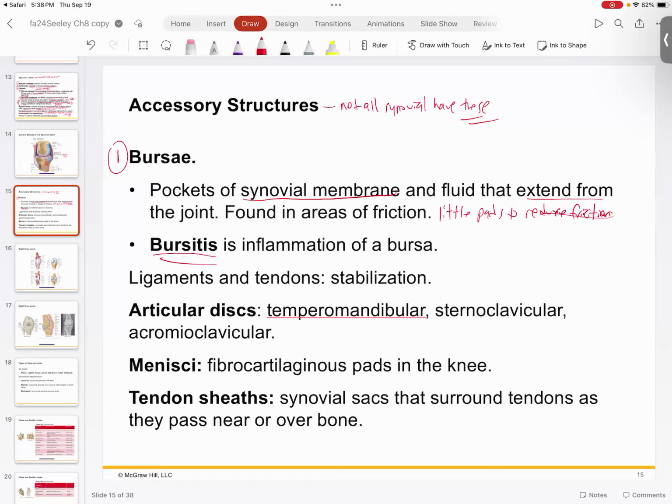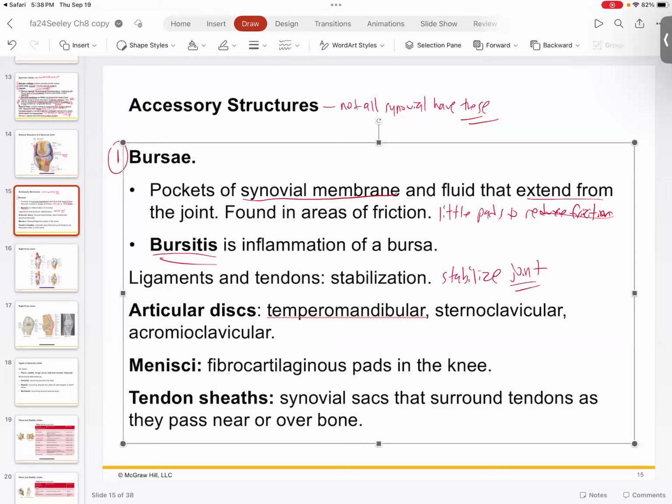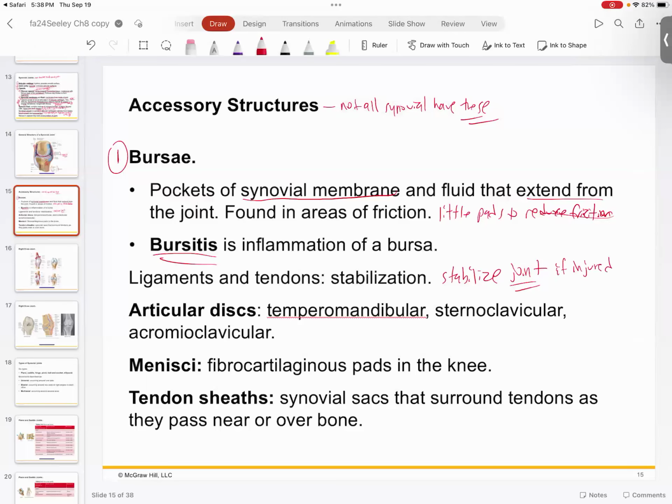Of course, ligaments and tendons will help to stabilize the joint itself. If they're injured, they will destabilize the joint. Anybody who's blown out their knee or damaged any of the ligaments in their knee knows that their knee will start bending in ways it's not supposed to be bending, because they've damaged a ligament in there and it's no longer stabilizing the knee joint.